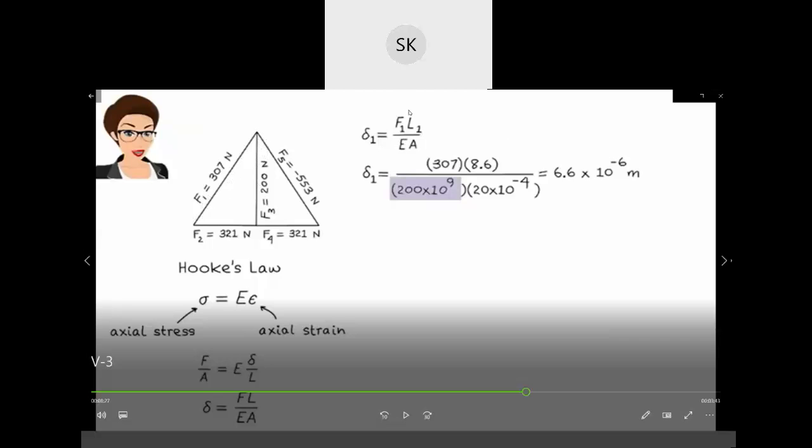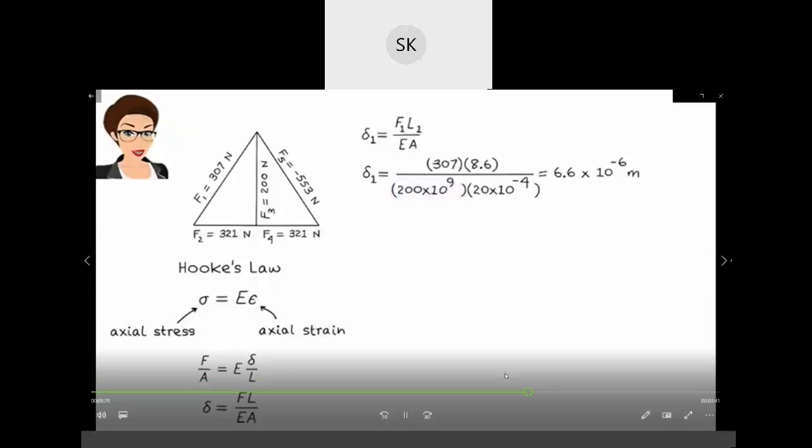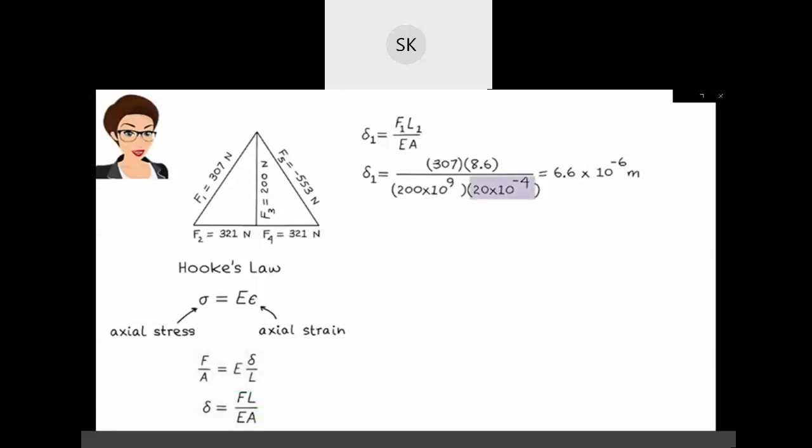The E value is given to you, which is 210 to the power 9. They have converted it into Newton per mm square. Then the area is given in centimeter square, so they converted it into meter. 9 newtons per square meter. And the member's cross-sectional area is 20 times 10 to the power negative 4 square meters. So we get 6.6 times 10 to the power negative 6 meter for delta 1.